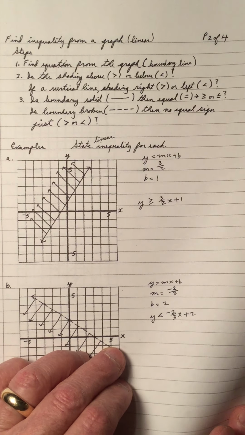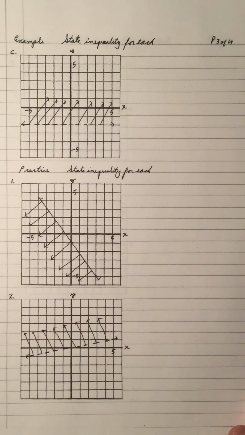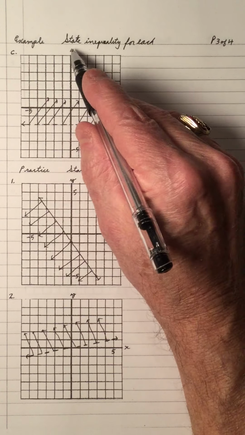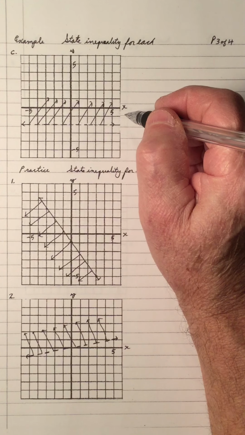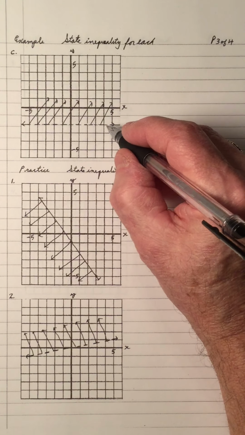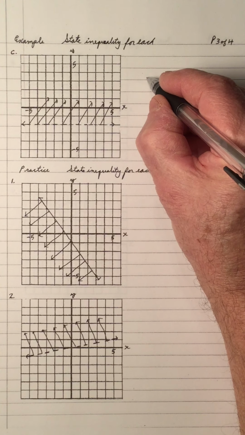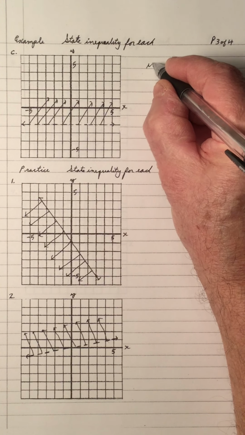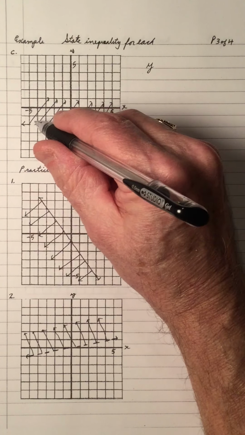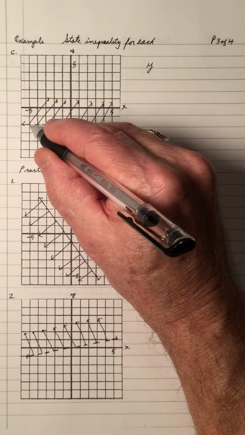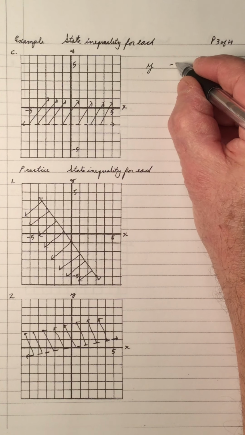Okay, let's continue. And notice in C, we have this, state the inequality, that's linear inequality. Notice in C, the line is not oblique. So this is a horizontal line. So all horizontal lines are y equals a number. So the number that this horizontal line passes through is negative 2.